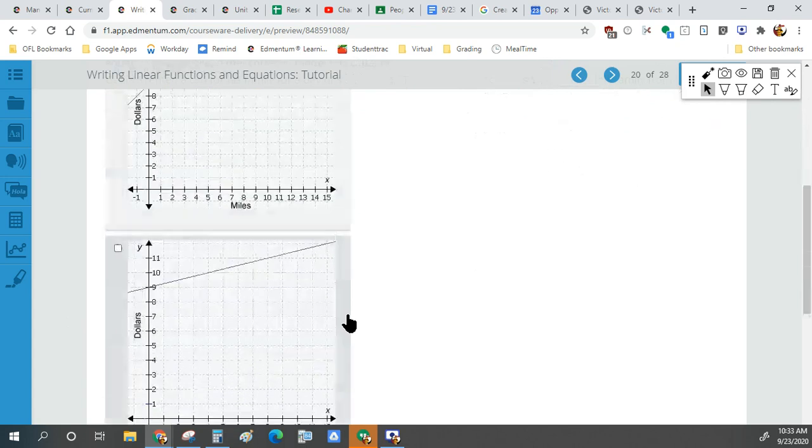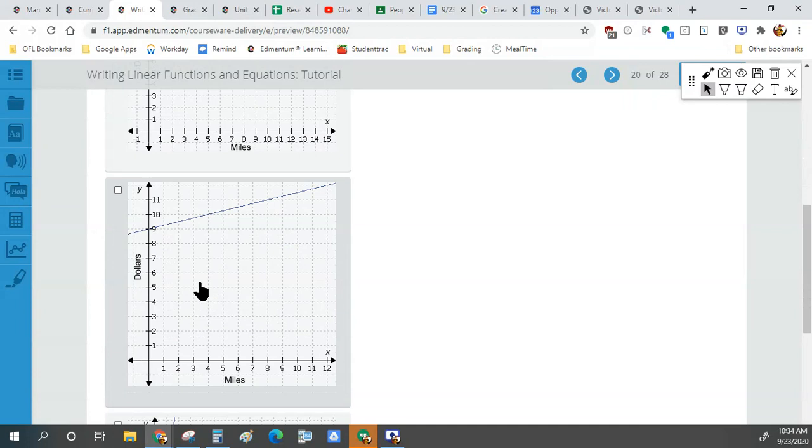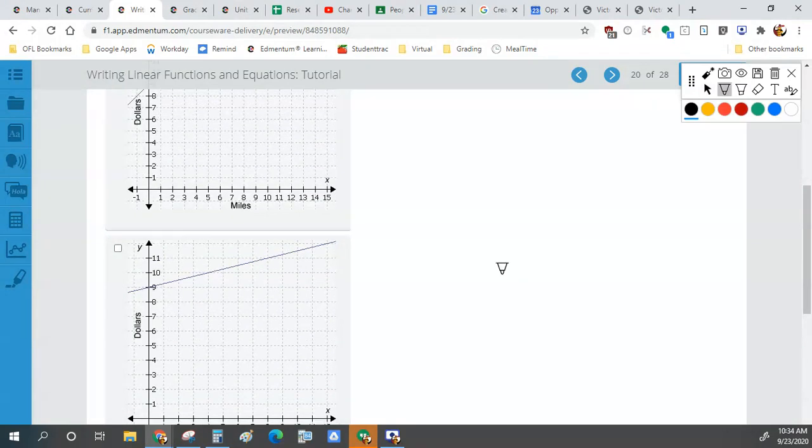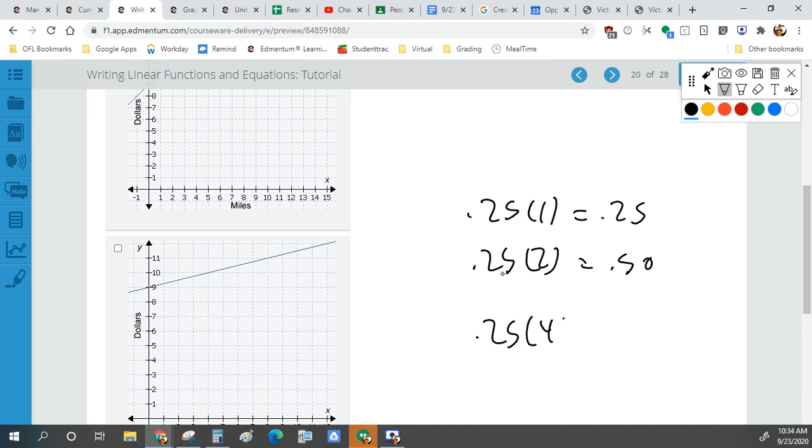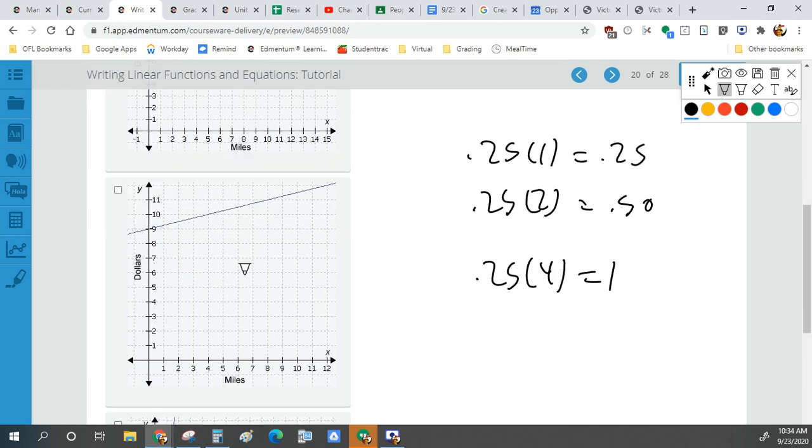Now let's see which graph. So we start off at 9, and every 4 miles, it's going to be $1, right? Because if we do this for 1 mile, it's only a quarter. But if we do 2 miles, we get 50 cents. So we want to do 4 miles. The only reason why I want to do 4 miles is I want to see it increase up. So we start off at 9, and in 4 miles, we should have gone up $1. So 1 mile, 2 miles, 3 miles, 4 miles, we went up $1. So this has to be our answer.